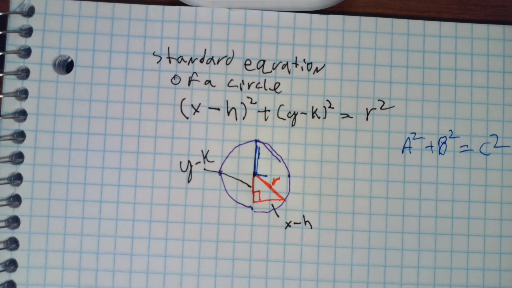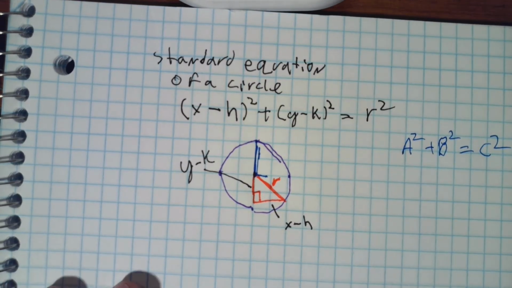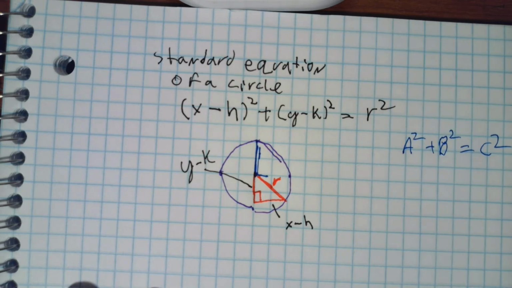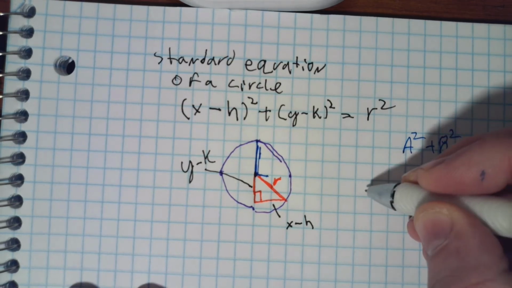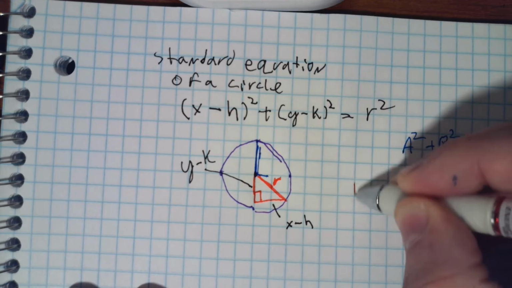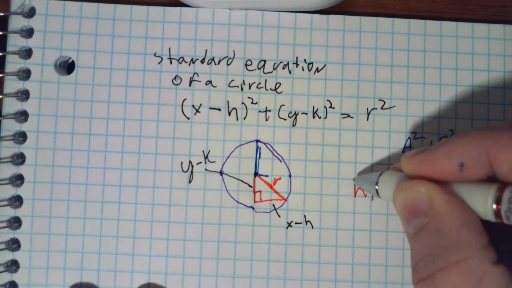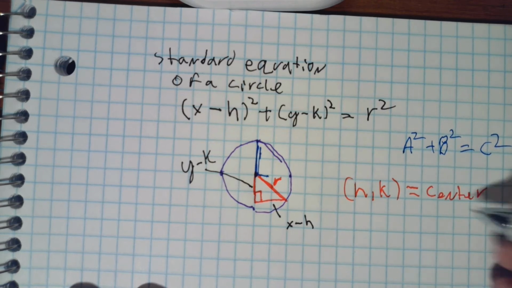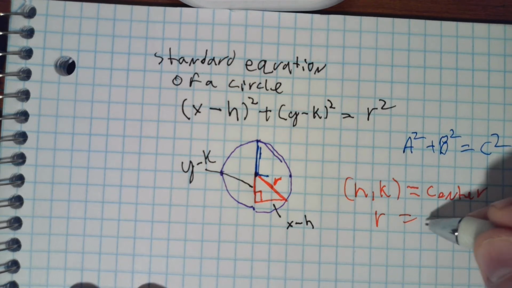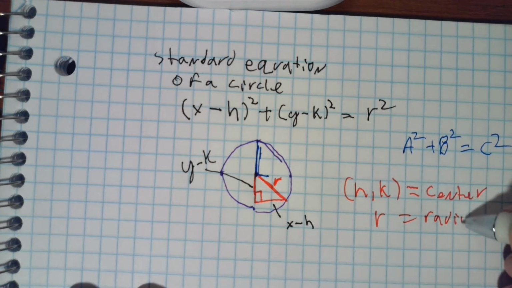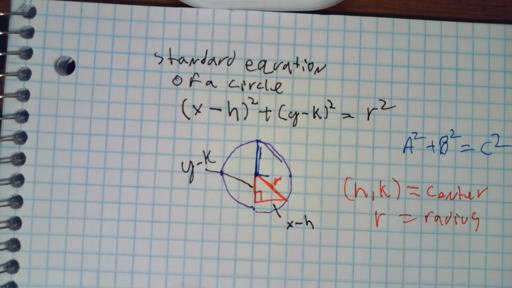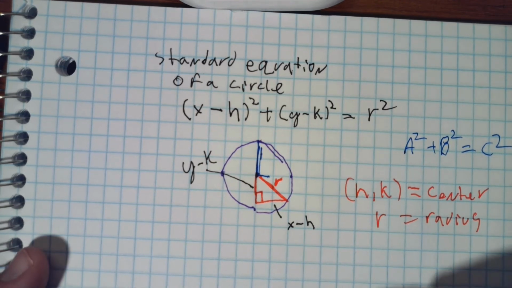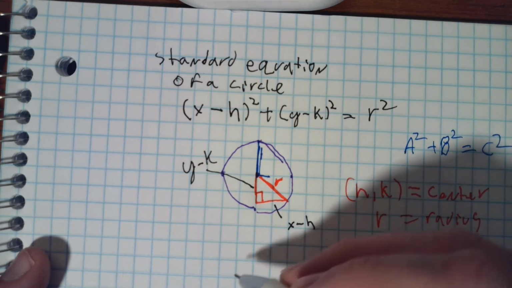So what we're going to have to do is figure out what all this stuff means. Okay? So the most important parts of this formula are going to be this. H comma k. This is going to equal the center. And r is going to equal the radius. All right. So I'm going to do a sample problem so we can graph it. Okay. So let's go ahead and just start with that.